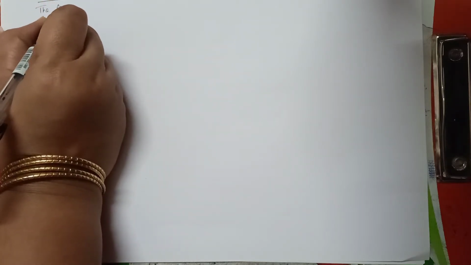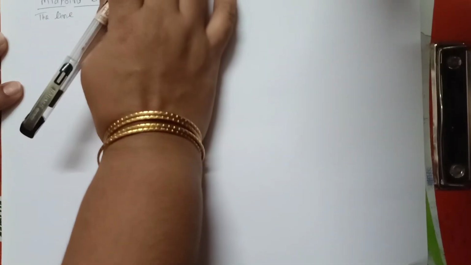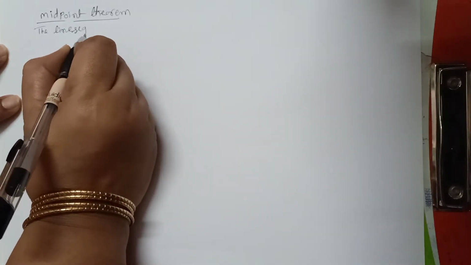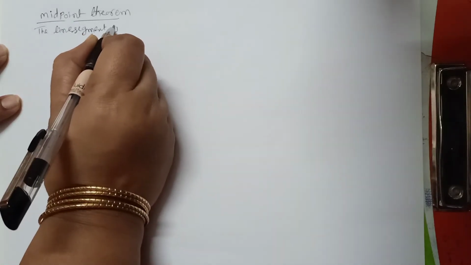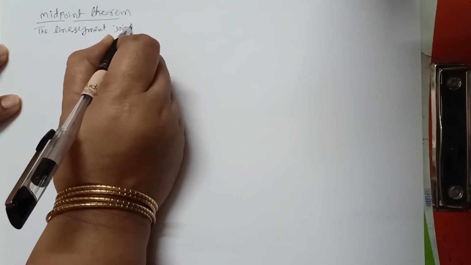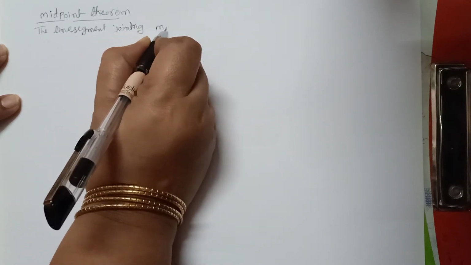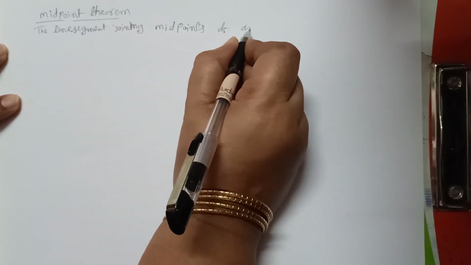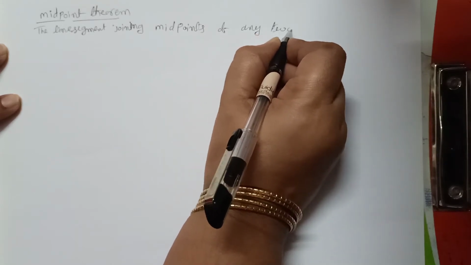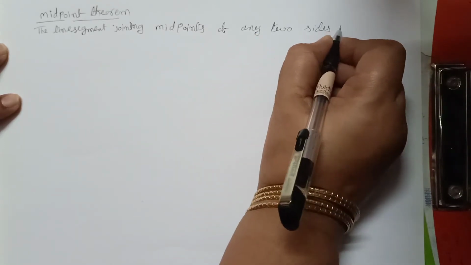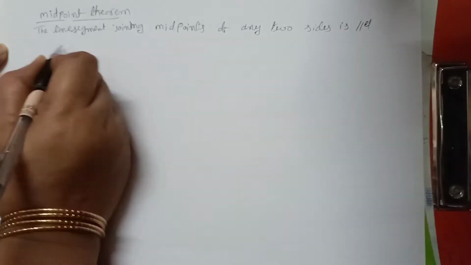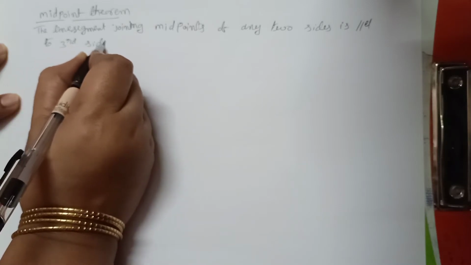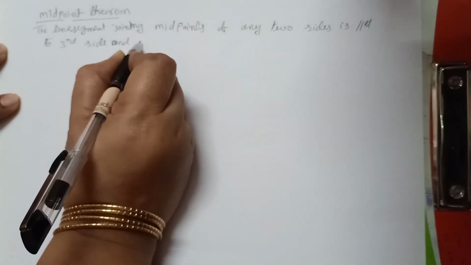The line segment joining midpoints of any two sides is parallel to the third side and it is half of it.